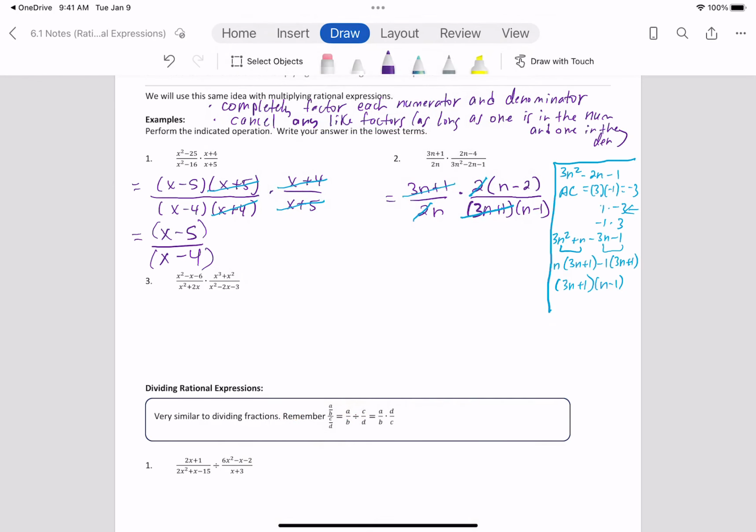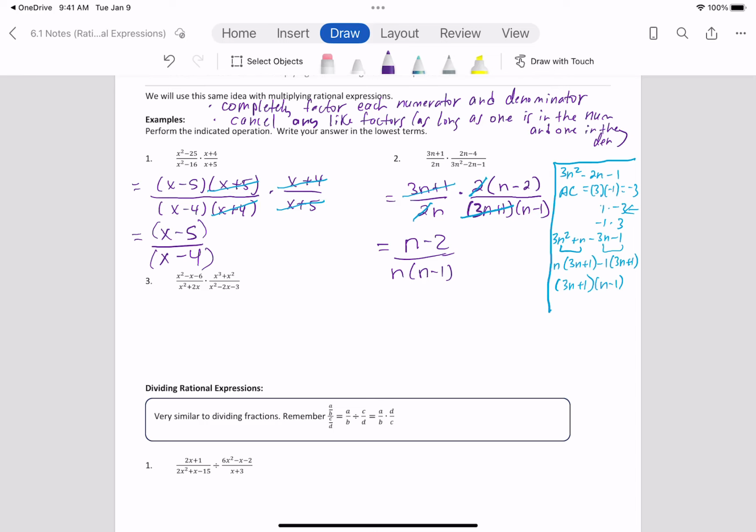So that's going to leave me in the numerator, the only thing that's left is n minus 2. And in the denominator, I have an n and an n minus 1. So that is our final reduced answer.